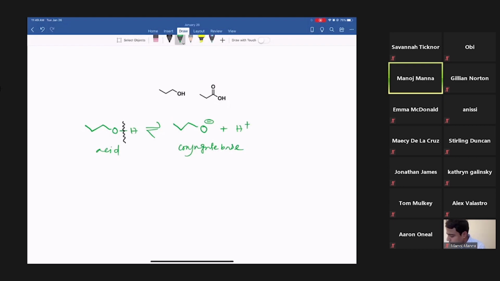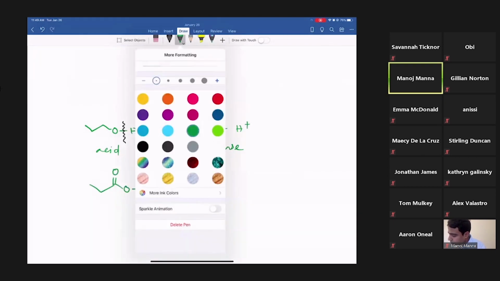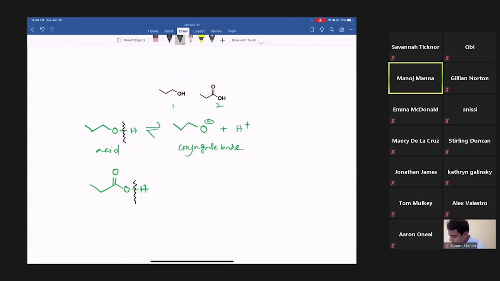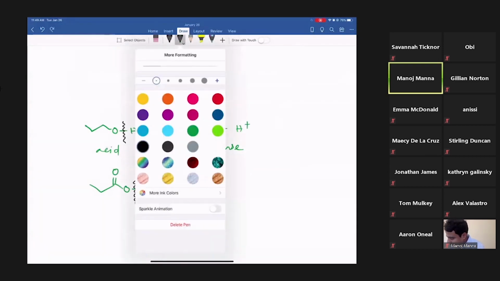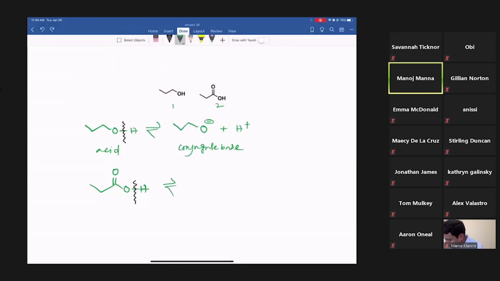Okay, how about this one? This is number 1. How about number 2? So 1, 2, double bond O, H. Same, if we dissociate this bond, we get 1, 2, double bond O minus plus H plus. So this is the acid and the corresponding conjugate base, correct?